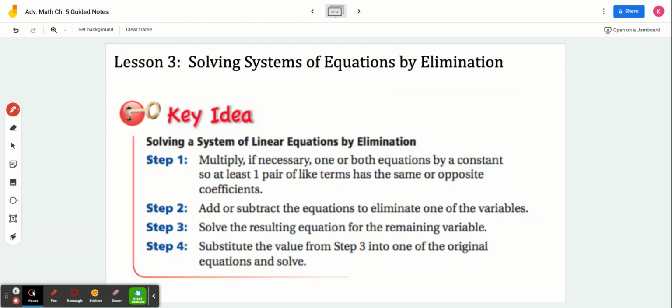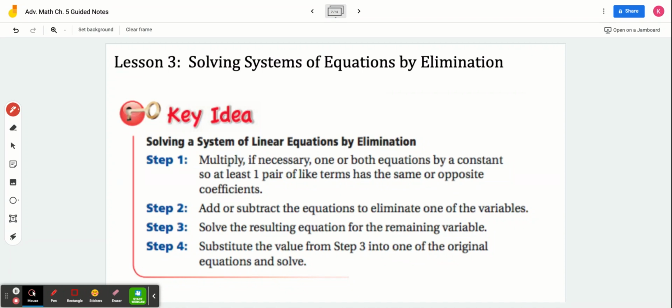The first step is multiply, if needed, one or both of the equations by a constant, so at least one pair of like terms has the same or opposite coefficients. So this is telling us that we have to get either the coefficients of the x or the coefficients of the y to be the same or the opposite. So like either both positives, both negatives, or a positive and negative of the same exact coefficient.